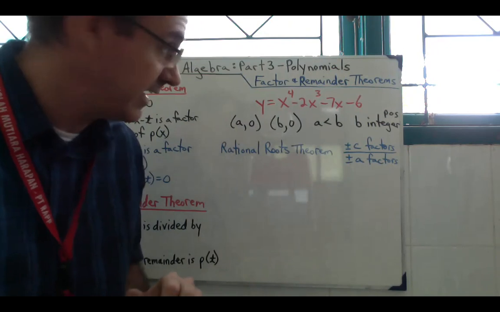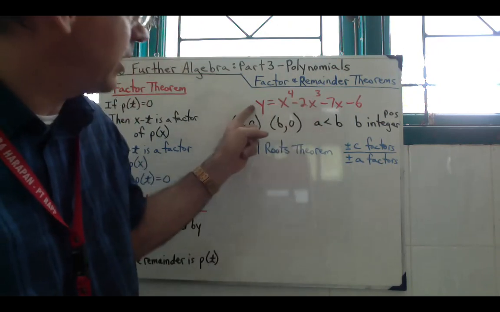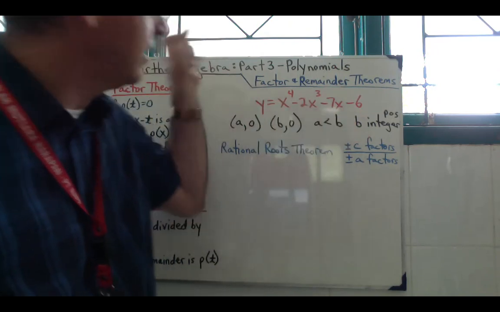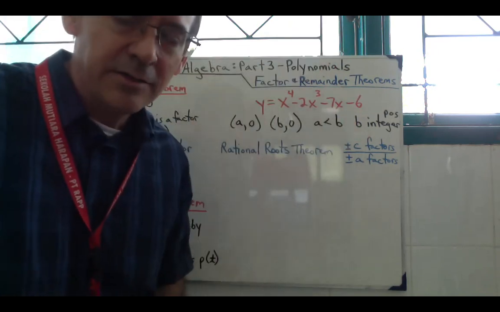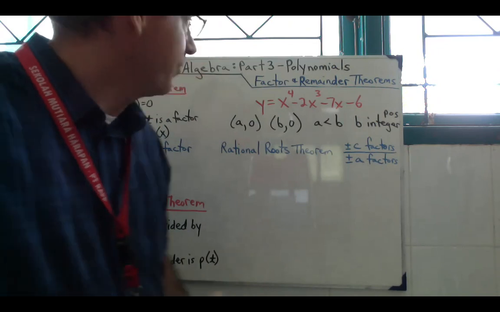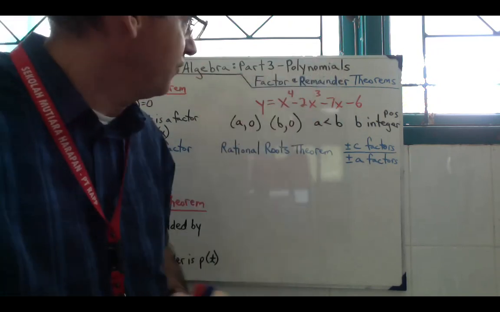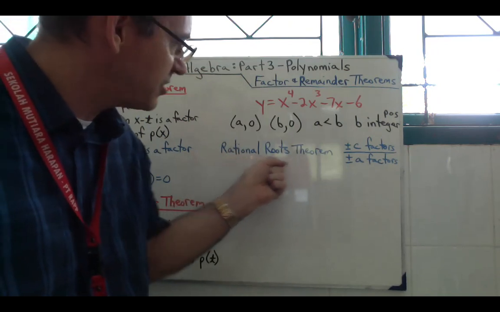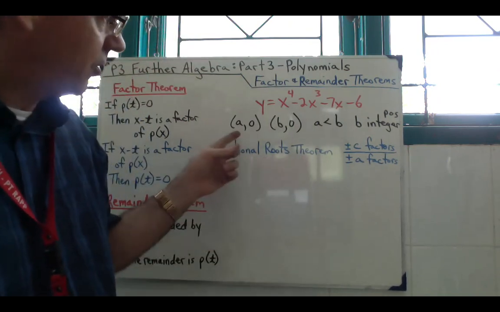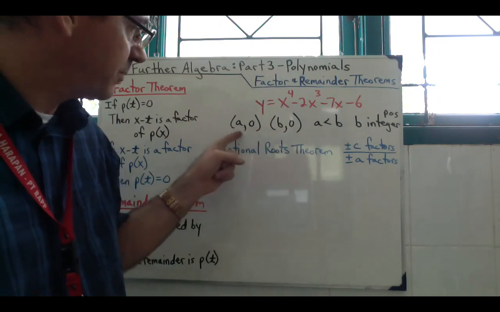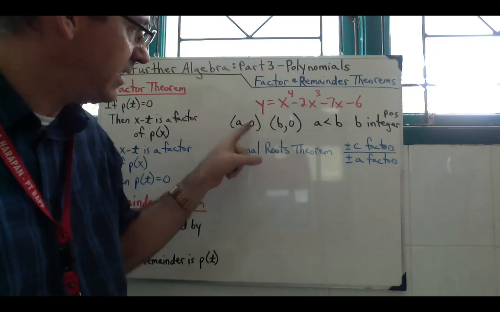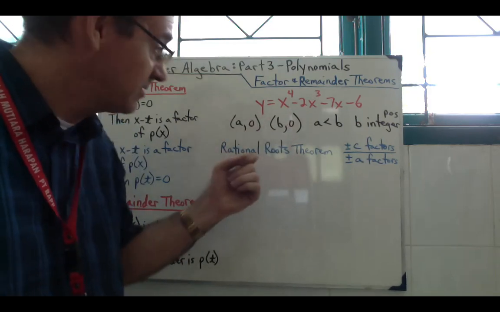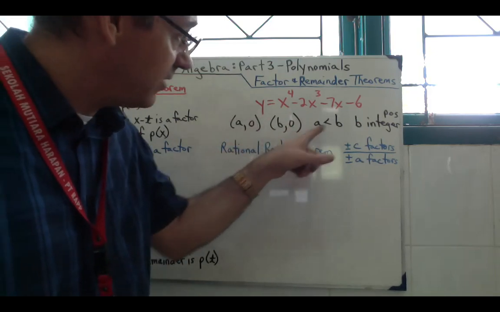the A-level exam. So here's our equation, y equals x to the 4th minus 2x cubed minus 7x minus 6. It falls under the category of polynomials. And while it does not include factor and remainder theorem, there is a theorem called the rational roots theorem. So what we're looking for are roots, because our values of a and b fall on the x-axis, therefore they're roots, and a is less than b.